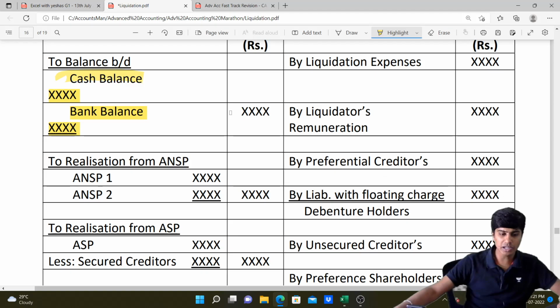Then we have realization from assets not specifically pledged. Any number of assets that is there, ANSP, we'll write them and add them to our outer column. Then we'll have assets specifically pledged. Against assets specifically pledged, I'll first write them in the inner column, deduct the secured creditors, and then the balance will be written to the outer column.